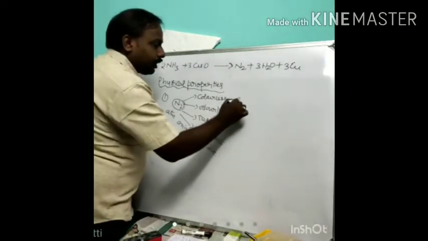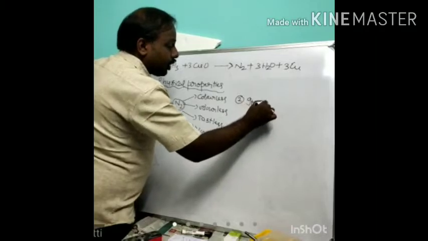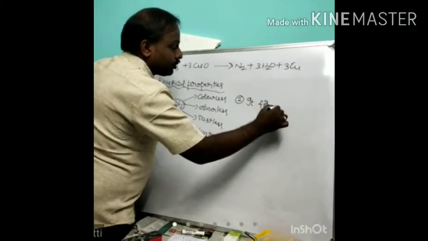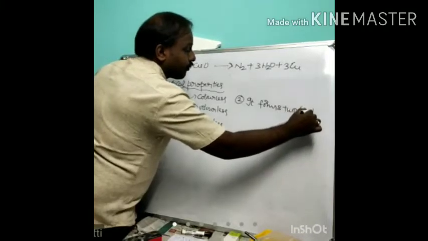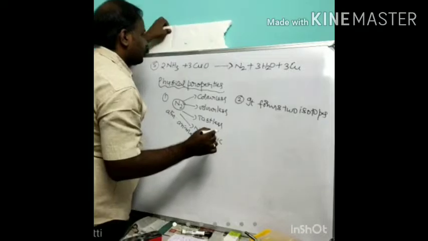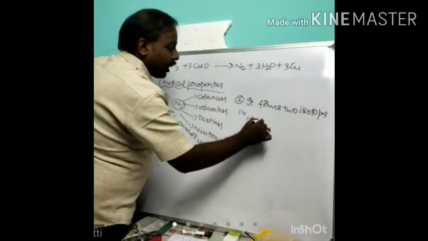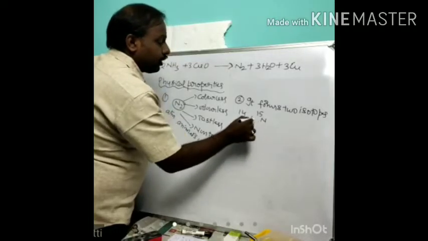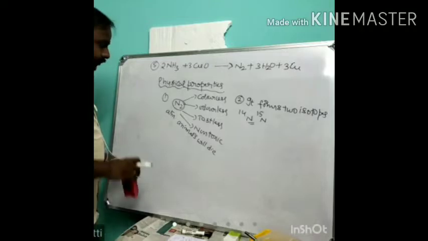Second point, it forms two stable isotopes. One is nitrogen-14 and another is nitrogen-15. Of course, nitrogen-14 is more stable than nitrogen-15.